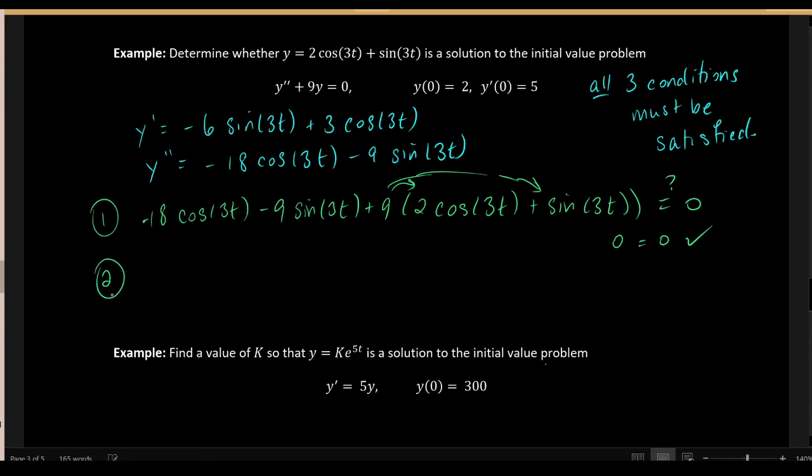Let's determine whether or not the second condition is met. If I plug an input of 0 into the original function, will 2 be the result? So y of 0 would be equal to 2 times cosine of 3 times 0 plus sine of 3 times 0. Since sine outputs 0 and cosine outputs 1, this would be equal to 2 times 1, and that is 2. That's fine.